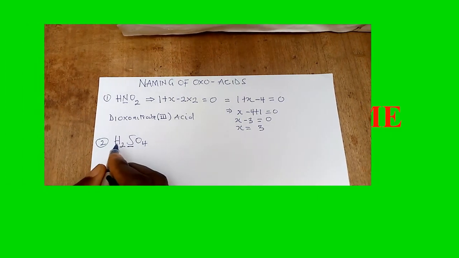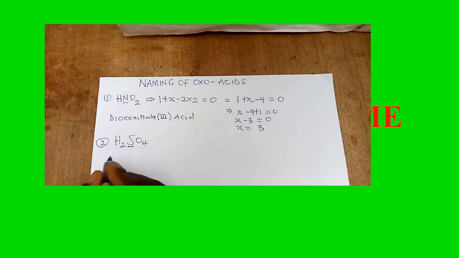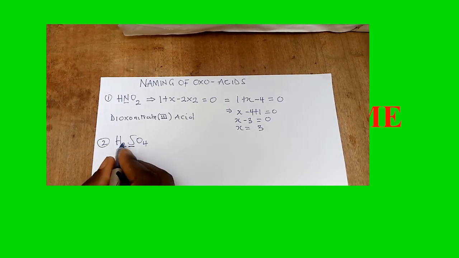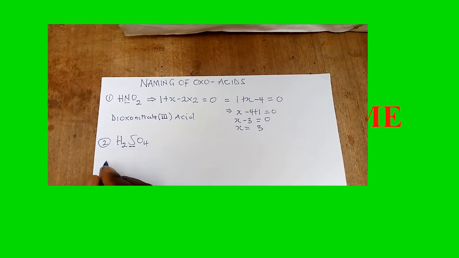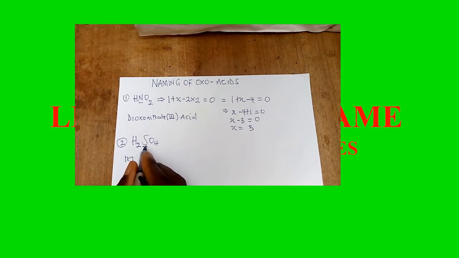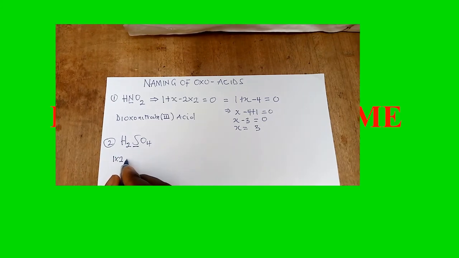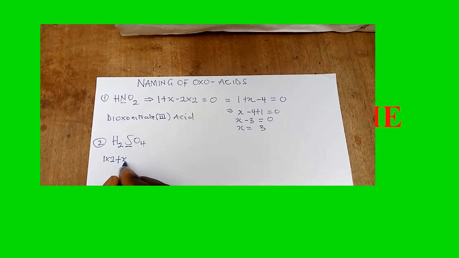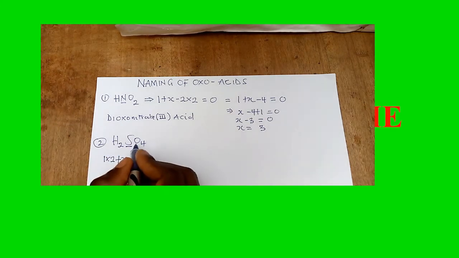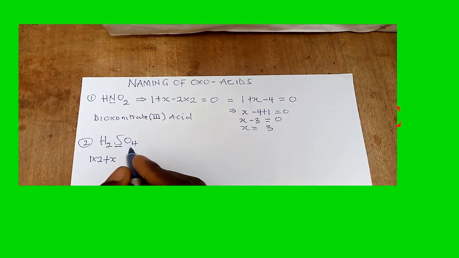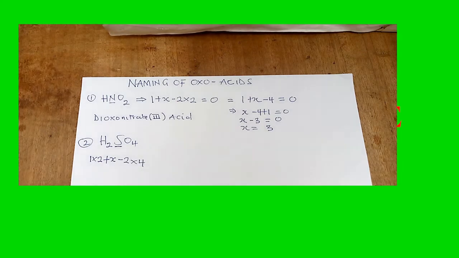So hydrogen has a first oxidation number of +1. Because of this subscript 2, we multiply the 2 by 1, so we have 1 times 2. And because we want the oxidation number for sulfur, we represent it by X, since we don't know its oxidation number and we are calculating for it. Then oxygen has a fixed oxidation number of -2. So we say -2 here and multiply it by the subscript 4.